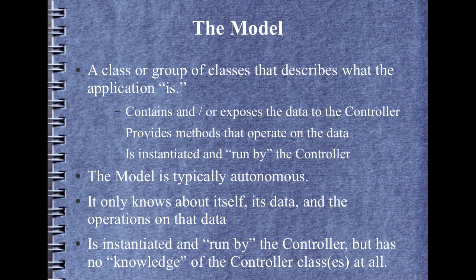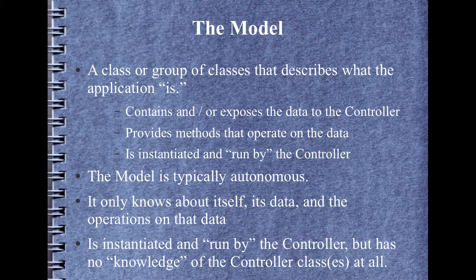The model itself is a class or a graph of classes that describes what the application is. It'll either contain or expose the data to the controller. It provides methods that operate on the data. So the model knows not only what the data is, but how the data functions. If we have, let's say, an array of numbers in our model, we would not allow the controller to calculate the average. We would put that method in the model, let's just say.